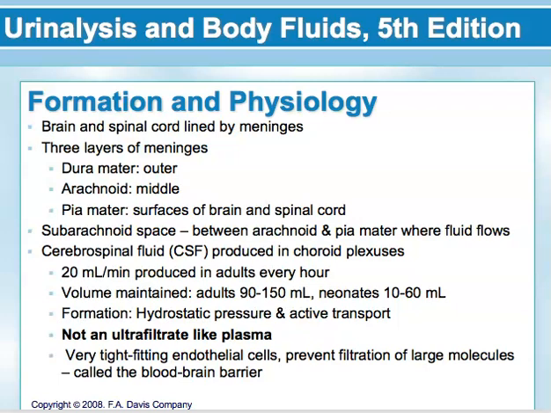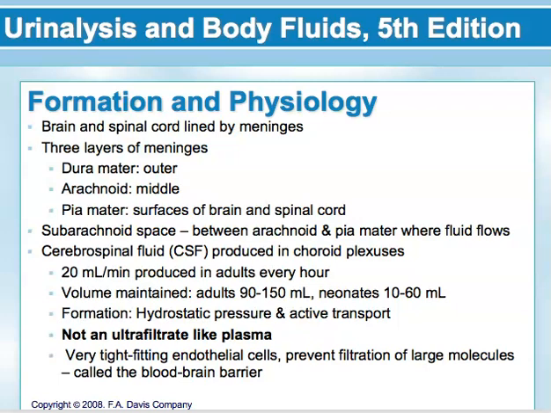Okay, CSF is produced in the choroid plexuses. About 20 mLs is produced from plasma every hour, and a volume of 90 to 150 mLs is maintained in adults. It's closer to 10, the range is 10 to 60 mLs in neonates. The choroid plexuses are a network of capillaries that forms the CSF by selective filtration. So the chemical composition of the CSF does not resemble an ultrafiltrate of plasma.